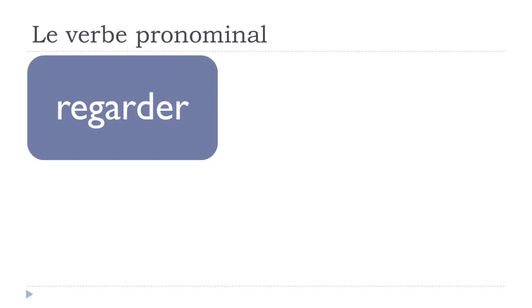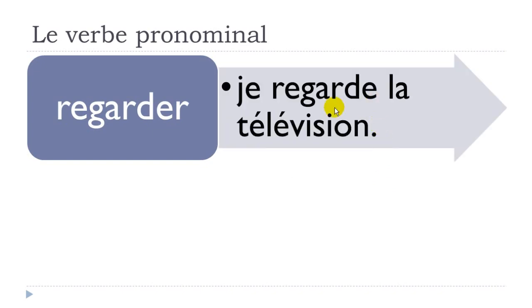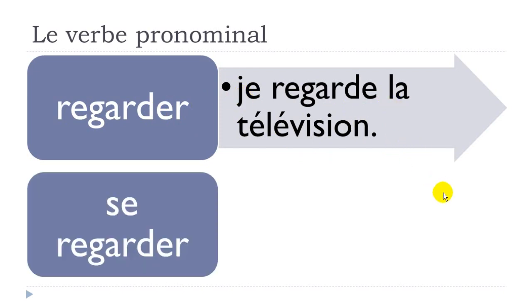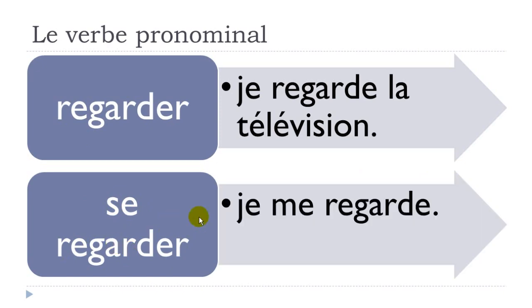So we'll take an example. If we take the regarder verb, normally you will construct this sentence: Je regarde la télévision. I watch the television. But then if you use this se regarder, to look at oneself, in that case, je me regarde. So you will have to add this me before the verb. Je me regarde.